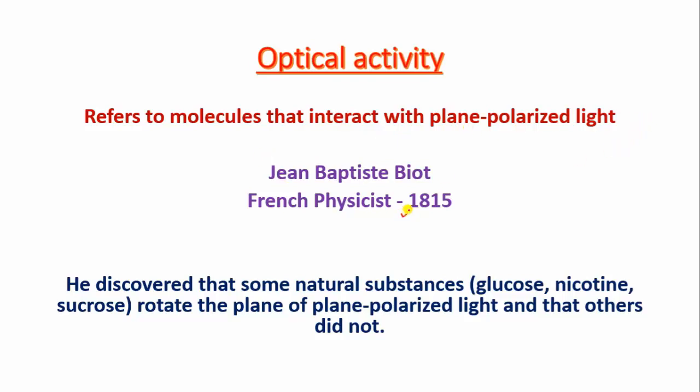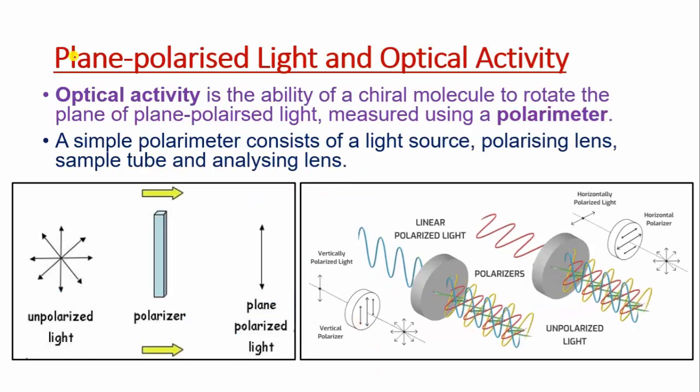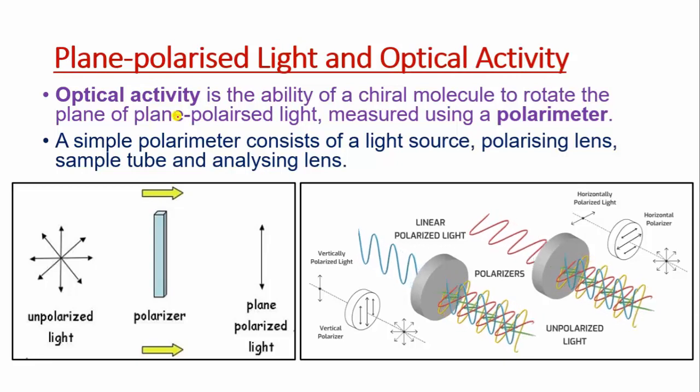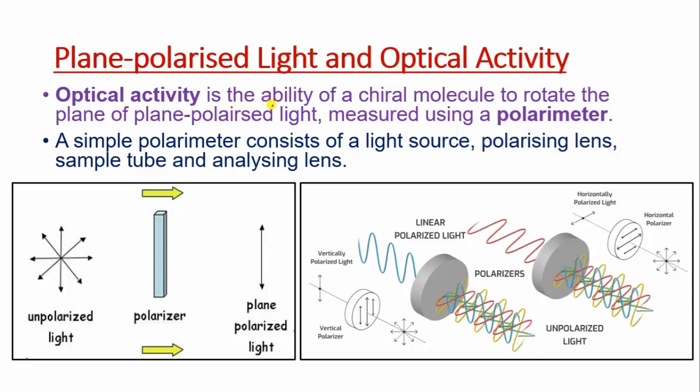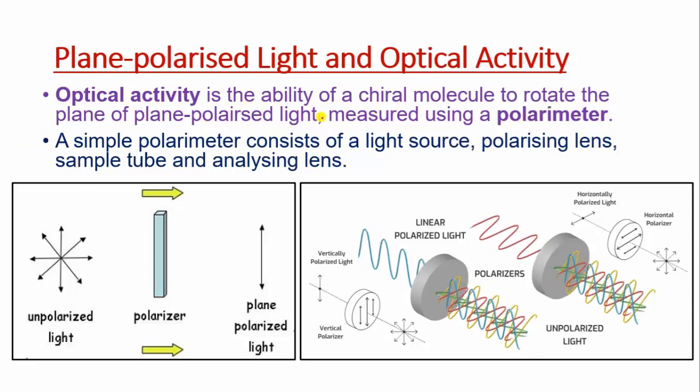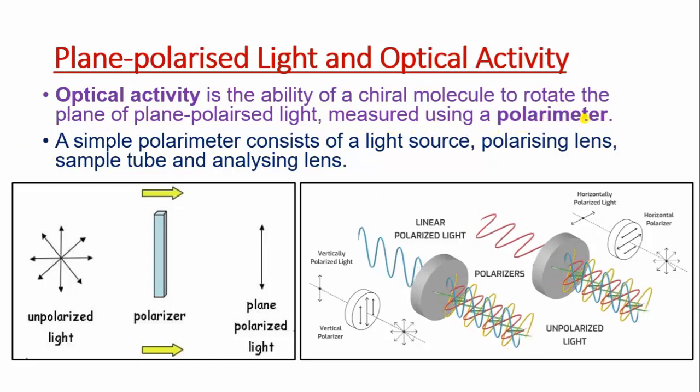In 1815, it was discovered by Jean-Baptiste Biot, a French physicist. He discovered that some natural substances like glucose, nicotine, sucrose rotate the plane of polarized light and that others did not. Now we are discussing plane polarized light and optical activity. Optical activity is the ability of a chiral molecule to rotate the plane of polarized light, measured using a polarimeter.